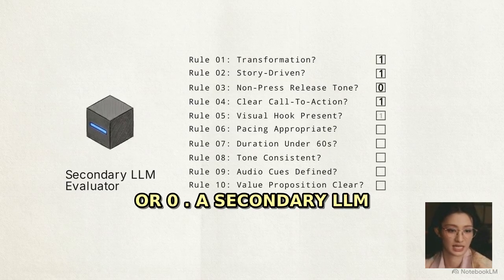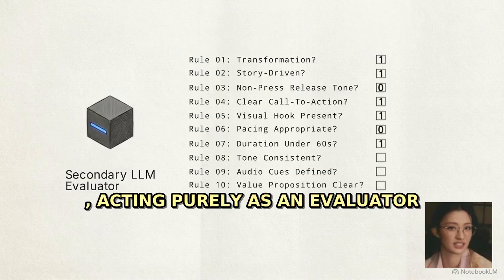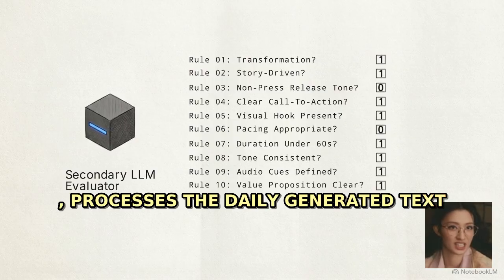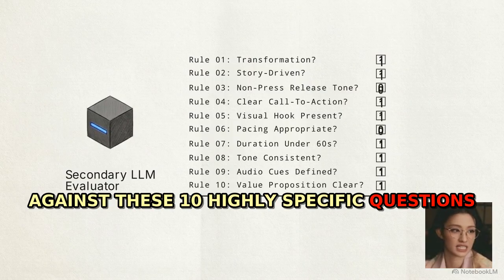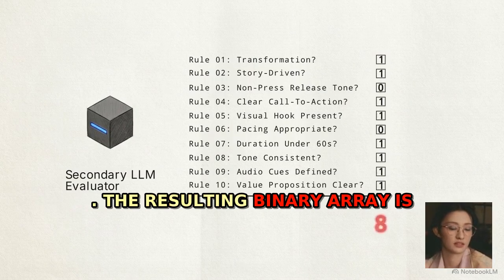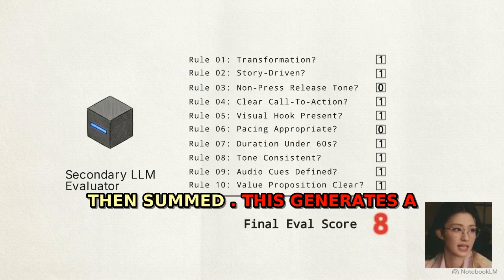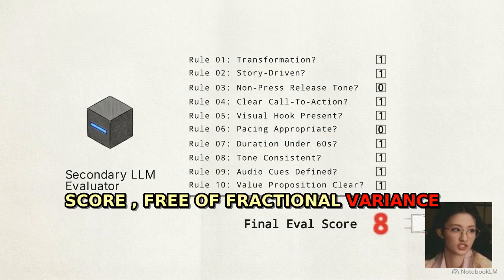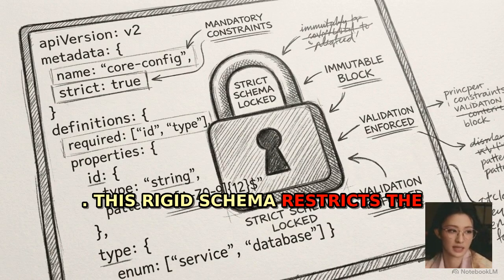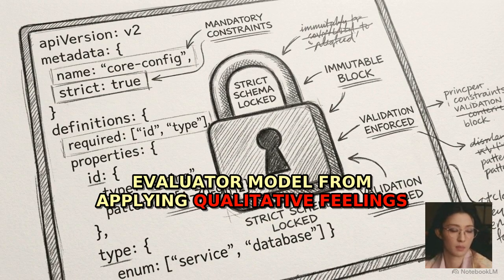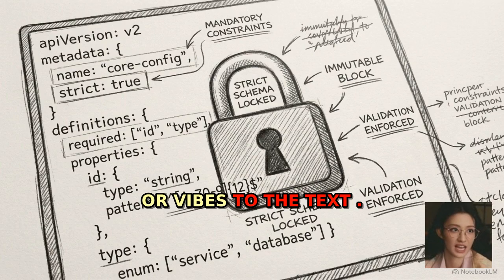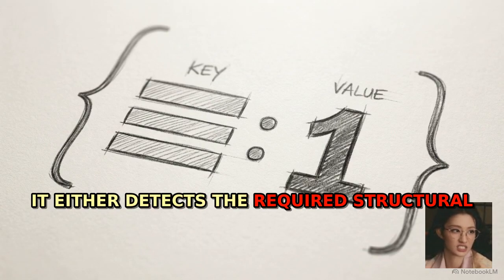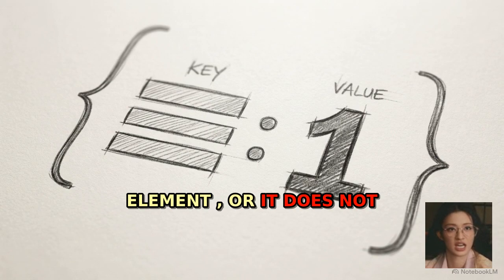A secondary LLM, acting purely as an evaluator, processes the daily generated text against these 10 highly specific questions. The resulting binary array is then summed. This generates a clean, integer-based eval score, free of fractional variance. This rigid schema restricts the evaluator model from applying qualitative feelings or vibes to the text. It either detects the required structural element or it does not.